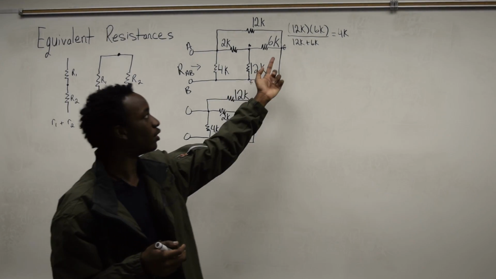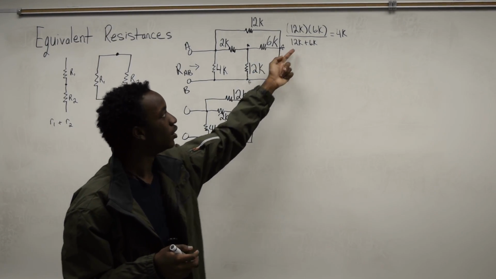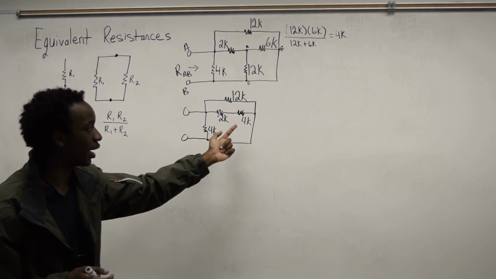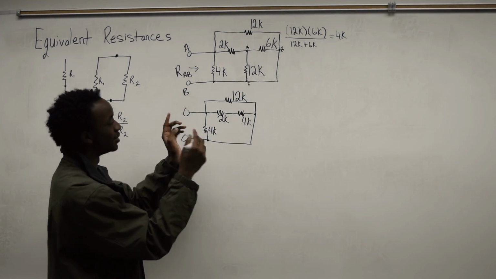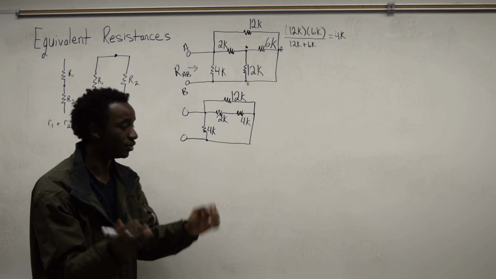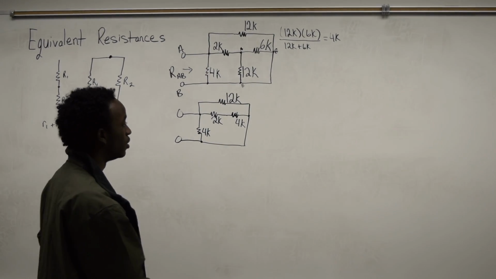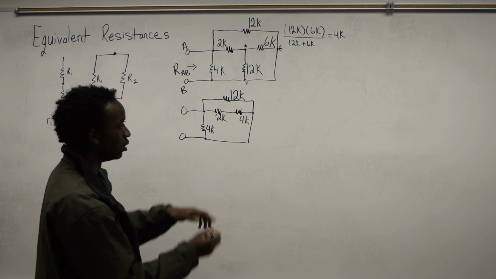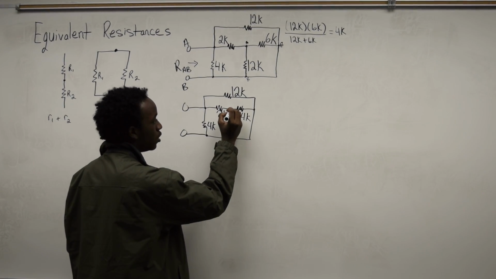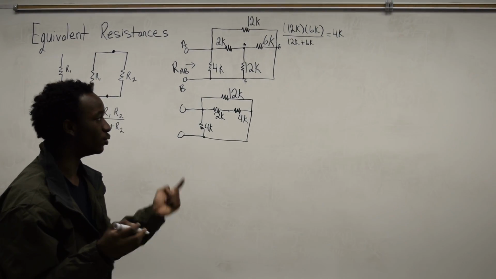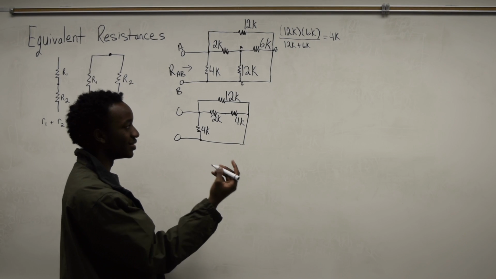So once we did, these two are in fact parallel. So we did the equation and came up with 4K. And now that's where it makes this entire circuit easy. Because the 2K and the 4K are in what? Series. Why? Because there is literally just one node that separates the two. So 2K plus 4K is equal to 6K.